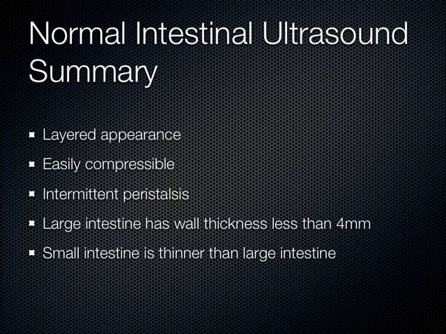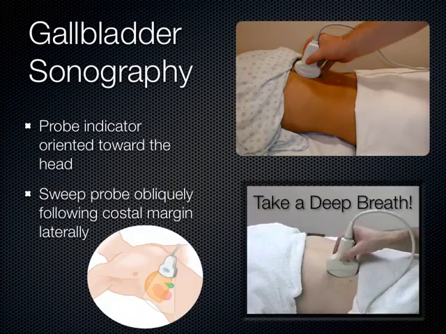Okay, so just to summarize what we've been talking about so far before we move on to the next topic, normal intestinal ultrasound, which you're going to see today, you see a nice layered appearance, easily compressible. You should see intermittent peristalsis, and large intestine should have a wall thickness less than 4 millimeters. Small intestine is less than that. Moving on now to the gallbladder.